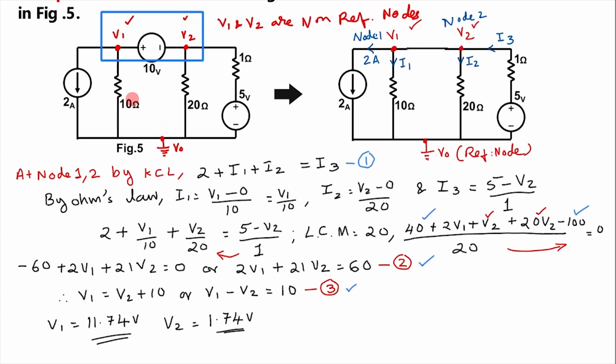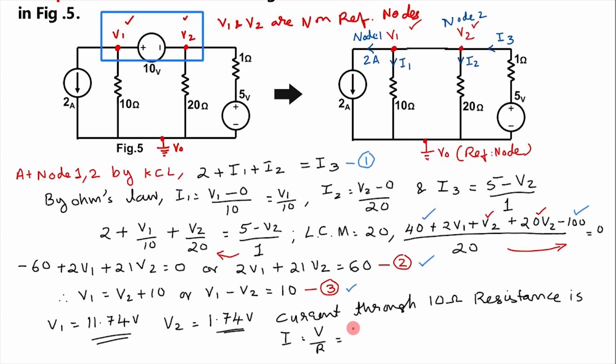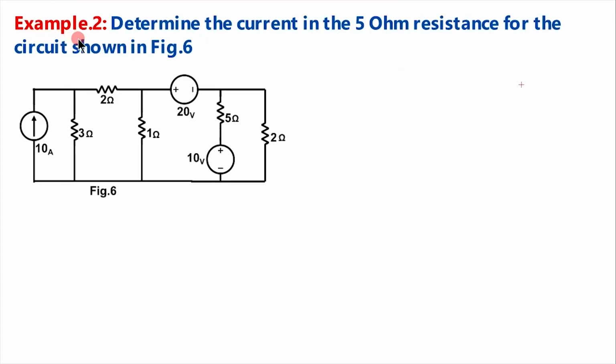We are asked to find the current through this 10 ohm resistance. Here V1, the voltage, is 11.74, while V0 is 0. So the current through the 10 ohm resistance is I is equal to V by R, that is V1 minus 0 divided by 10, that is 11.74 divided by 10, which is equal to 1.17 ampere.